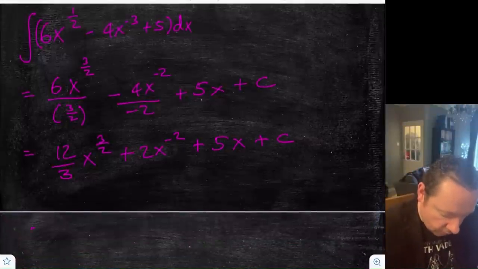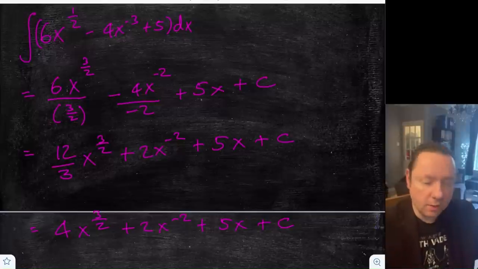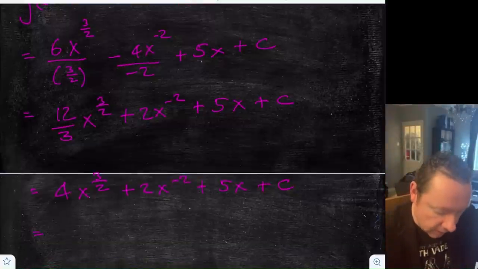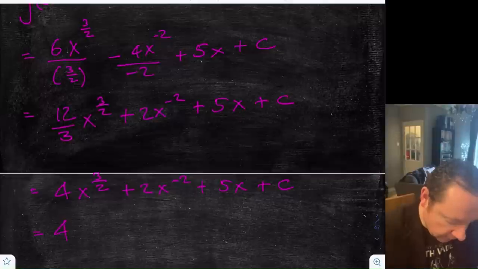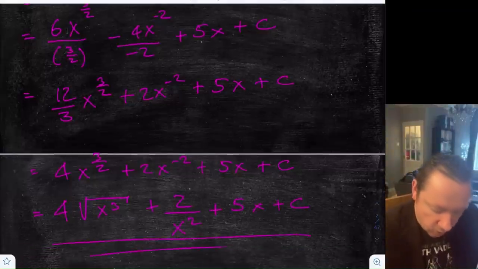12 divided by 3 is 4, so that's 4x to the 3 over 2, plus 2x to the minus 2, plus 5x, plus c. And you would get your final mark at that stage, but let's just assume you wanted to go further, because you're going to use it in another question. This helps us revise indices. So we've got x to the 3 halves, so that's the same as x to the square root, because of the 2, x cubed, plus 2, x to the minus 2 over x squared, plus 5x, plus c. But you don't need to go that far for this question.